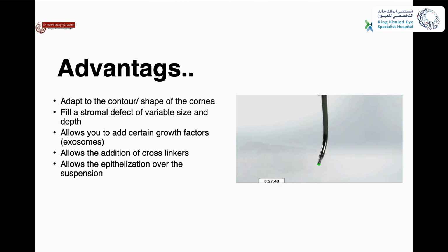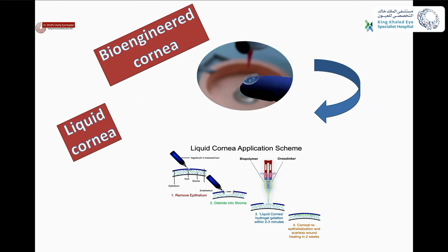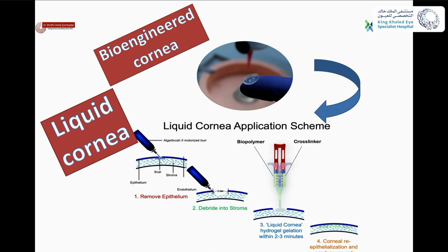You can also make it into a sheet, like a lamellar keratoplasty. So this is a very versatile material. And this is the liquid part, where schematically we show removing the epithelium, debriding the stroma of the scar, and then filling it and allowing a minute to polymerize. And you can also do 3D printing of the same material into a collagen cornea.